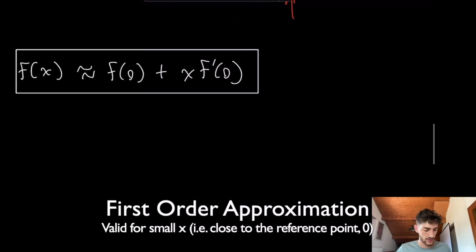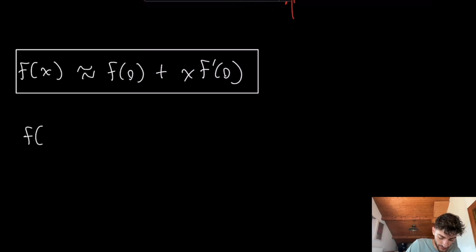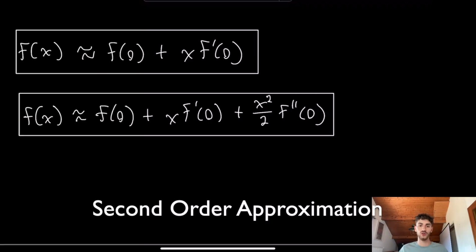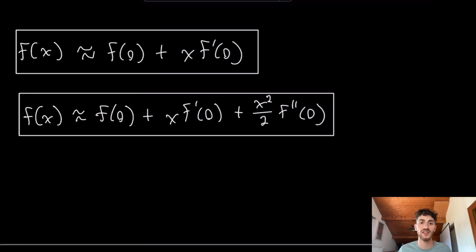Now we could be even more accurate. We don't have to stop at first order. We can go to second order. Okay, so it would look like this. So this is a second order approximation. These approximations, in this case, are valid for small x. If x is small, then these are great approximations.